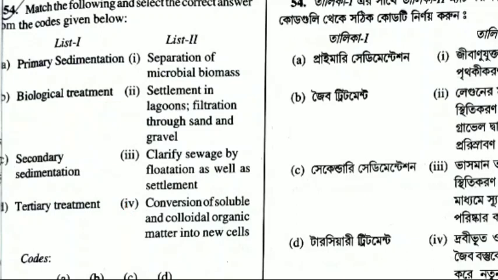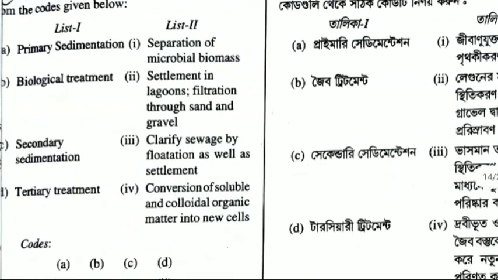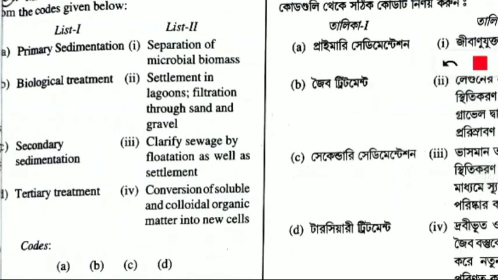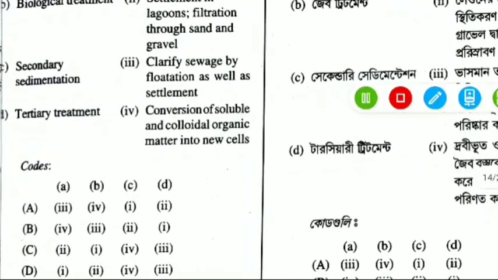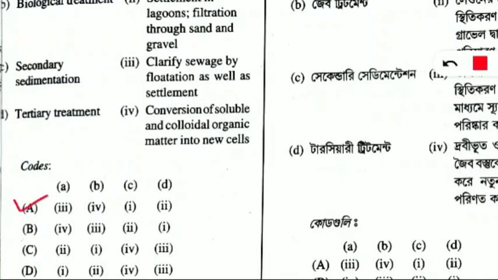So next is secondary treatment. Secondary treatment will be the separation of microbial biomass, and tertiary treatment will be settlement in lagoons and filtration through sand and gravel. So here: primary sedimentation clarifies sewage, and biological treatment is the conversion of soluble and colloidal organic matter into new cells. So option A will be correct in this question.